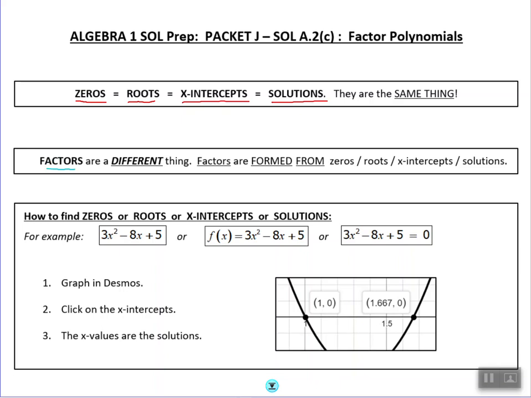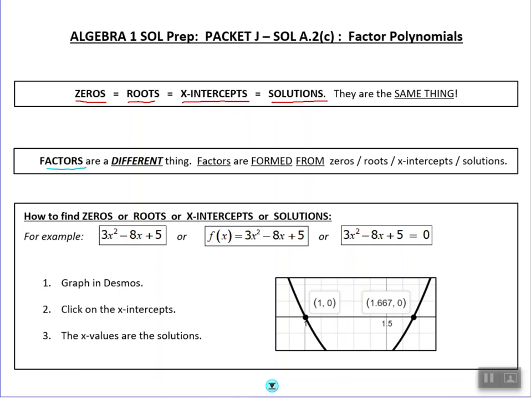But factors are different. They are formed from our zeros, roots, x-intercepts, or solutions, and we'll look at that more later. First, we need to look at how to find zeros, roots, x-intercepts, or solutions by graphing in Desmos.